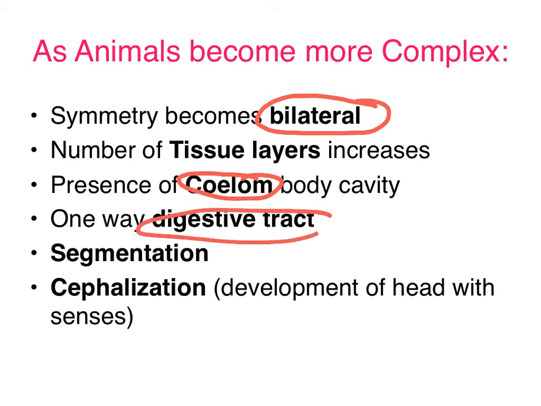One-way digestive tract, in which there's 2 openings, a mouth and an anus. It's not necessarily common to all animals. Some of your lower order animals have a two-way digestive system, which the mouth is basically the anus. There's one opening for food to come in and food to go out. You'll see segmentation develop with distinct body sections in the organisms, and cephalization, which is the development of the head with sensory organs like you saw in the crayfish.